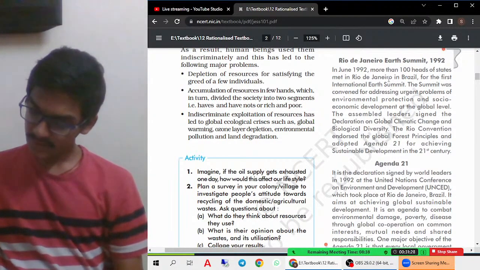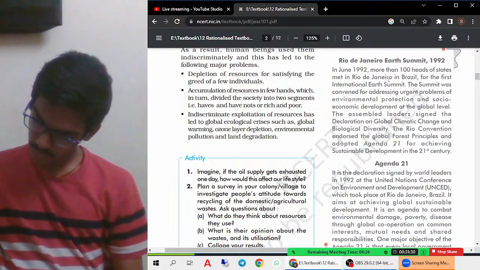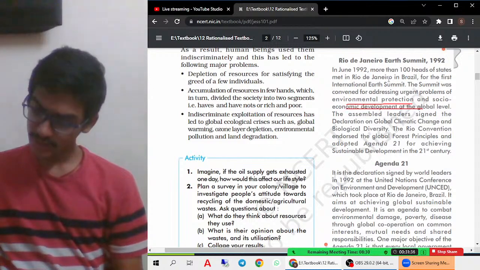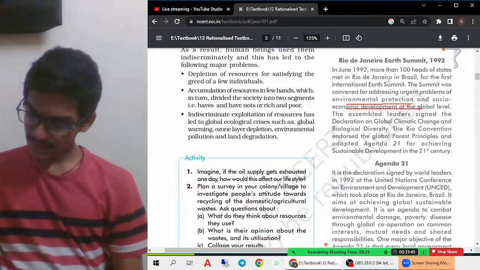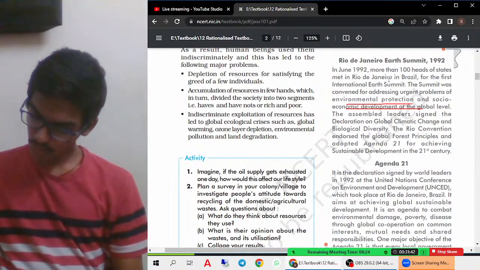Okay. So what was the main aim? The main aim was to solve the problems of the environment and the socio-economic problems, and also to help socio-economic development at the global level. So for that, what they did is they signed together. All the people agreed to adopt Agenda 21.